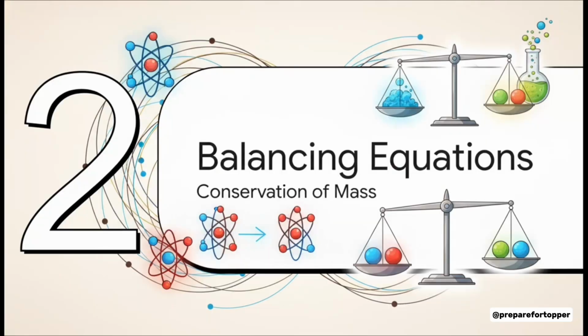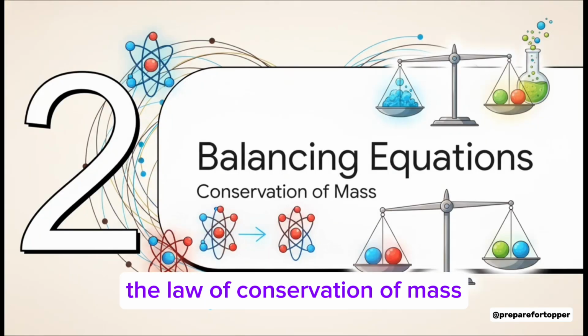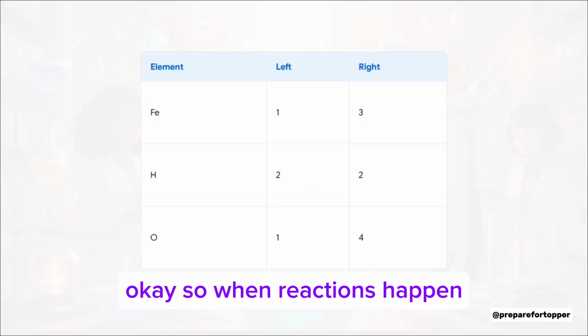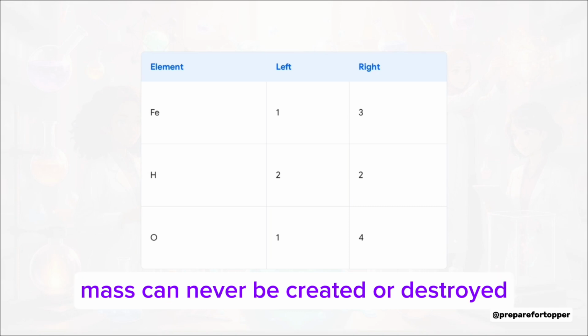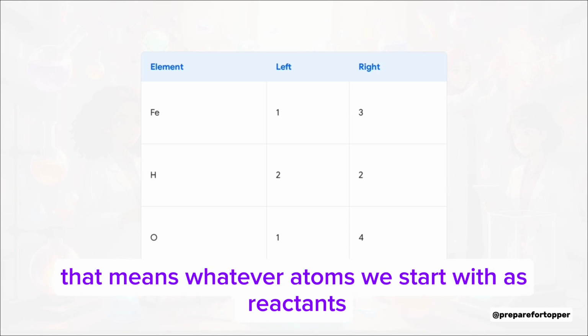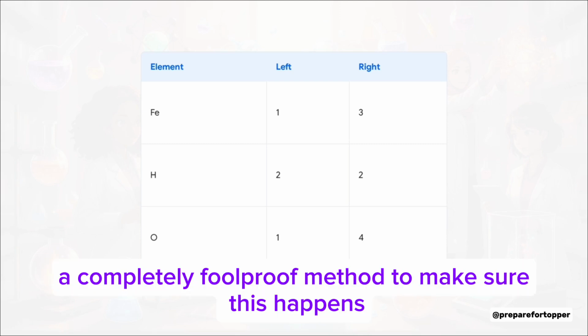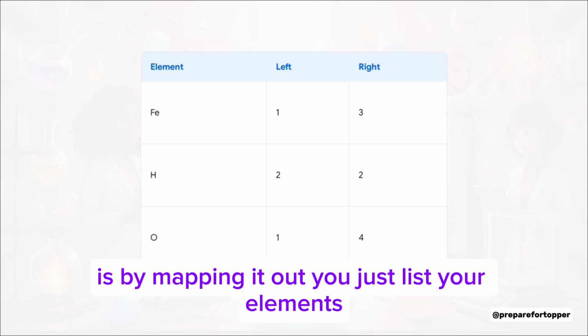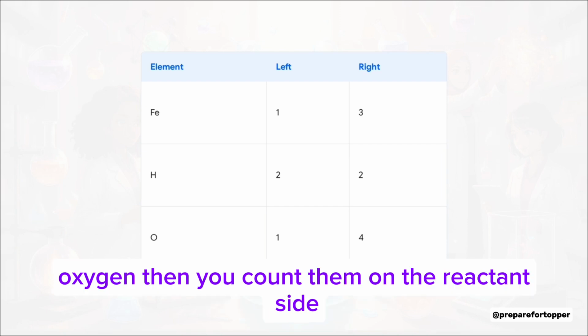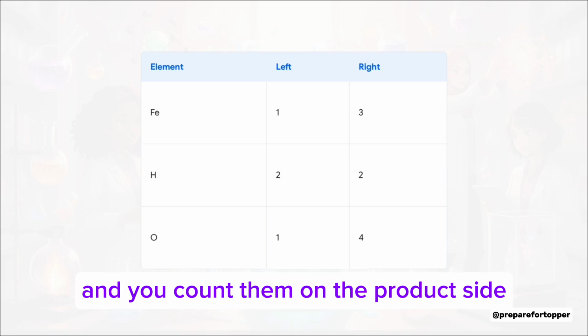Section 2. Balancing chemical equations. The law of conservation of mass. Okay, so when reactions happen, mass can never be created or destroyed. That means whatever atoms we start with as reactants, we absolutely must end up with as products, period. A completely foolproof method to make sure this happens is by mapping it out. You just list your elements, say iron, hydrogen, oxygen, then you count them on the reactant side and you count them on the product side.